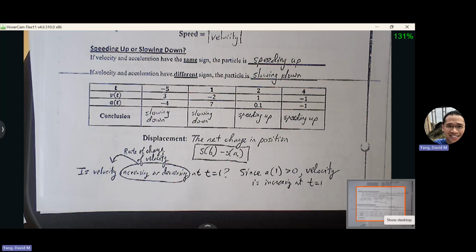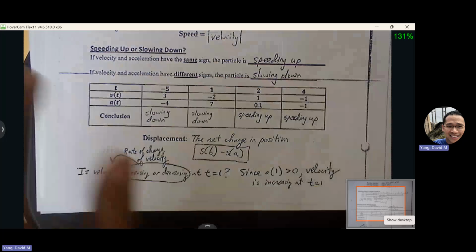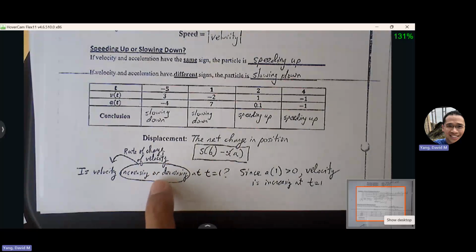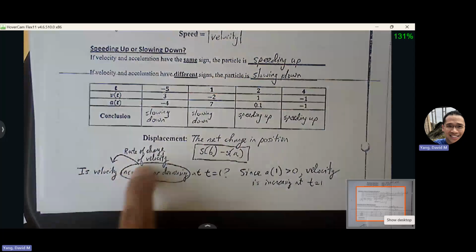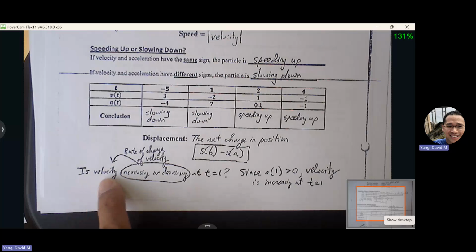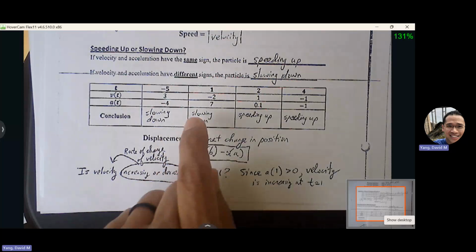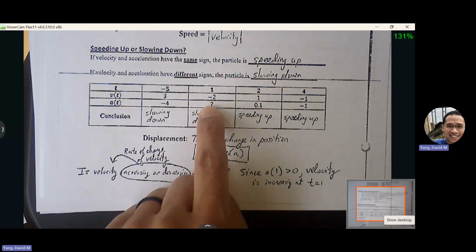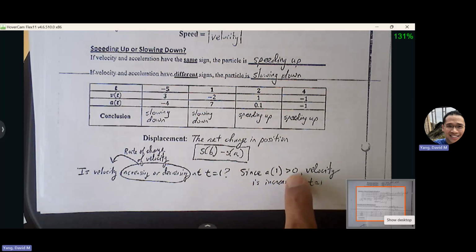But whenever you see the words increasing or decreasing, those two words change what we're asking about. This is no longer asking about velocity, it's asking about the rate of change of velocity. So if it says, is velocity increasing or decreasing, you're just looking at the acceleration. In this case, my acceleration is +7. So since acceleration is positive, my velocity is increasing at t equals 1.